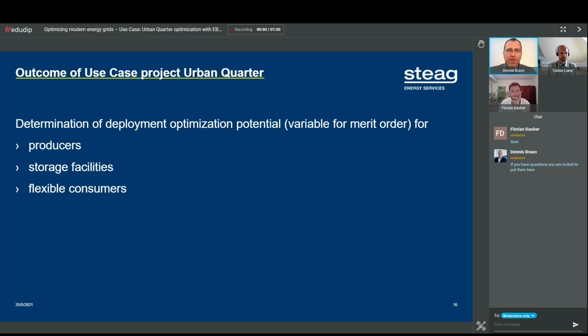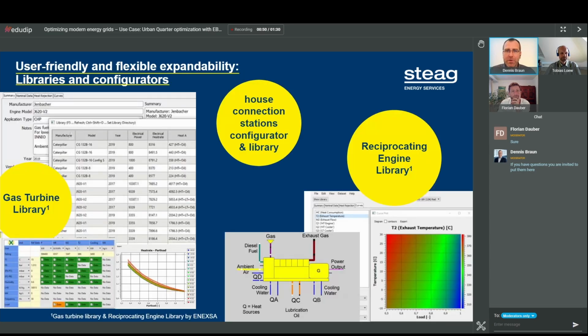So finally, what can we optimize? They also want to put the merit order approach there, to save money in getting that energy that was needed. So that was looking at the producers, the storage, and the flexible consumers once again.